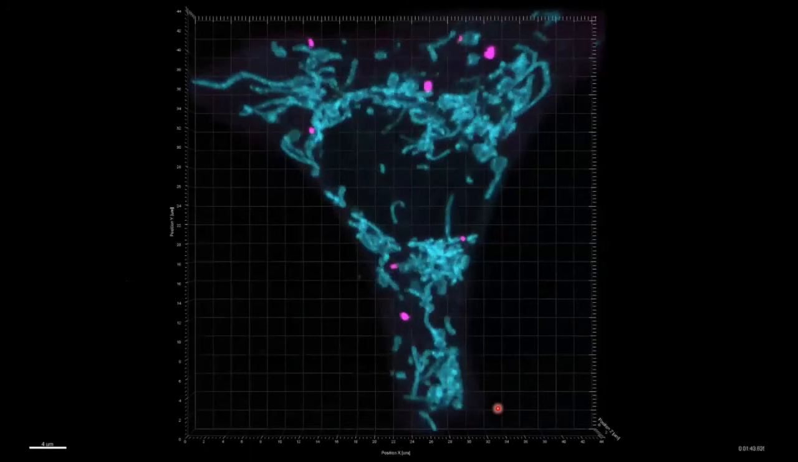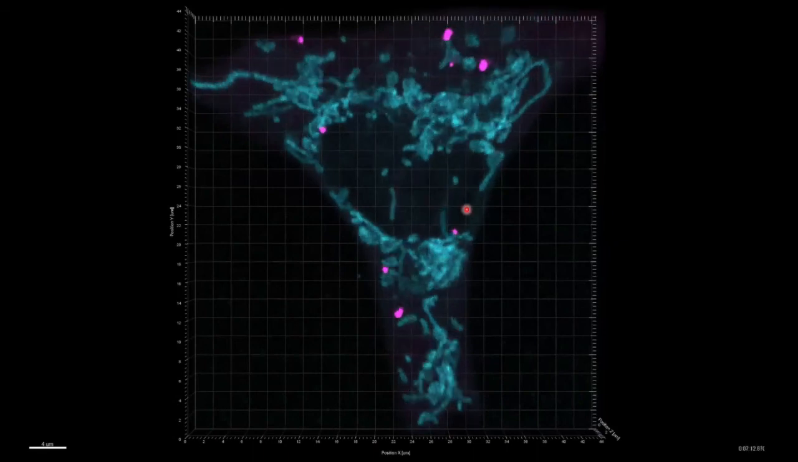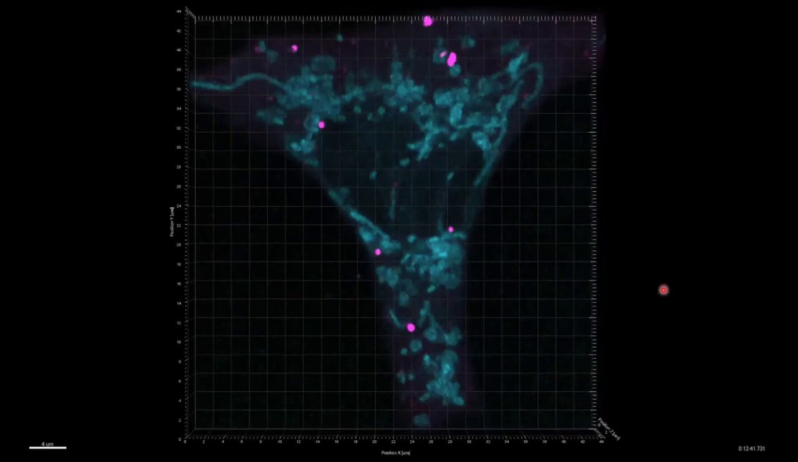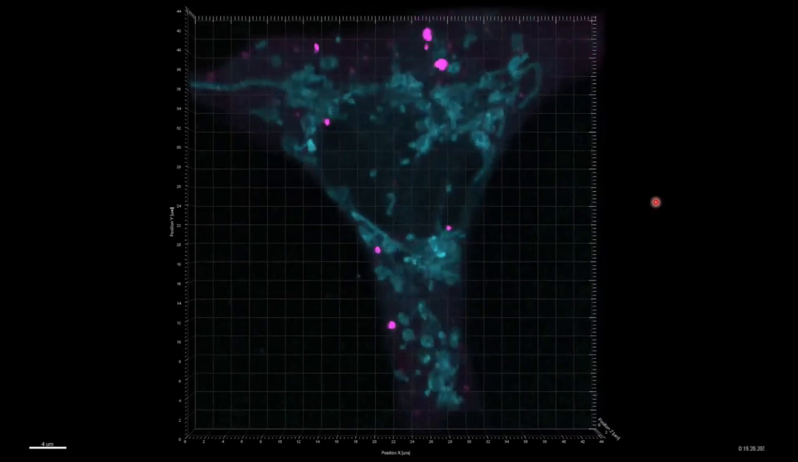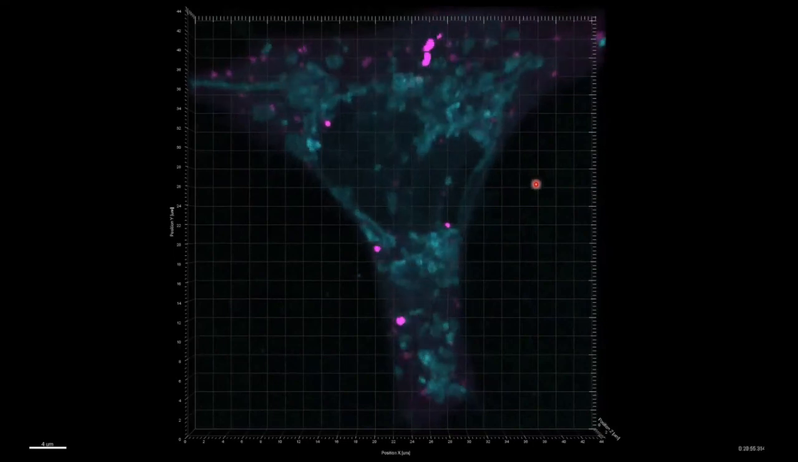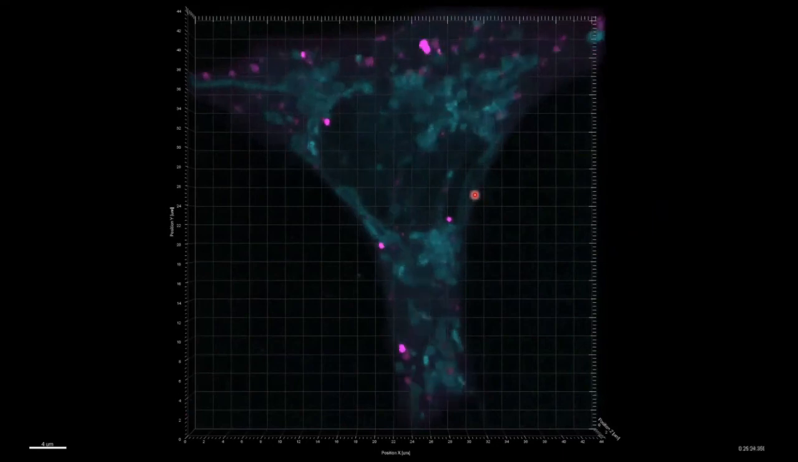For example, in this time-lapse movie, you can see in cyan those tubular structures, which are mitochondria. You can see that with time, during the imaging, those mitochondria become dimmer and also become fragmented. This is because they respond to the phototoxicity from the lasers.